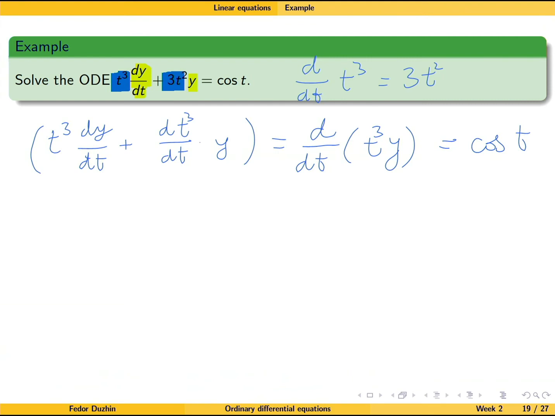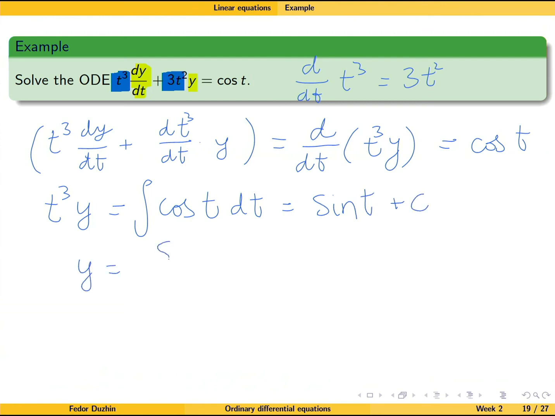Thus our differential equation tells us that the derivative of the unknown function, which is t cubed y, is cosine t. It means that that function itself, t cubed y, is the integral of cosine t dt, which is sine t plus constant. In other words, y equals sine t plus constant over t cubed.